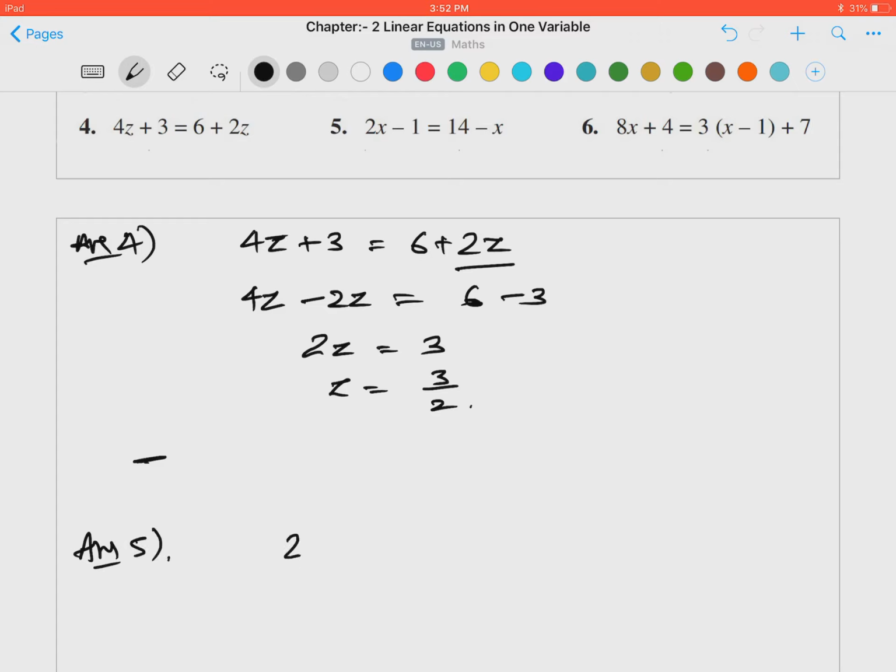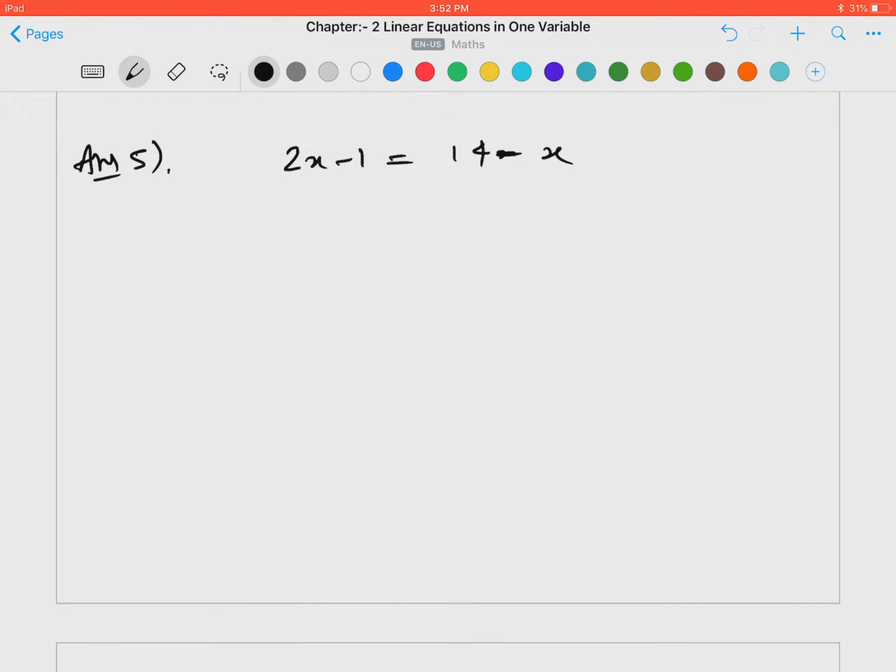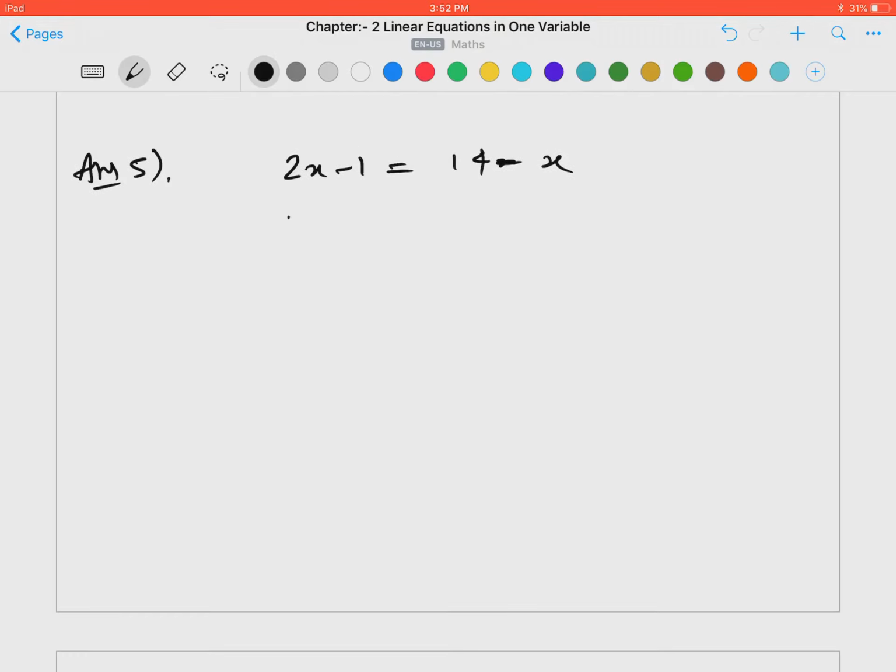Next equation is 2x minus 1 equals to 14 minus x. Again keeping this 2x on the left hand side, this minus x will become plus x. On the right hand side we have plus 14, and this minus 1 will become plus 1. So 2 plus 1 is 3x, and 14 plus 1 is 15. x equals to 15 divided by 3, or equals to 5.